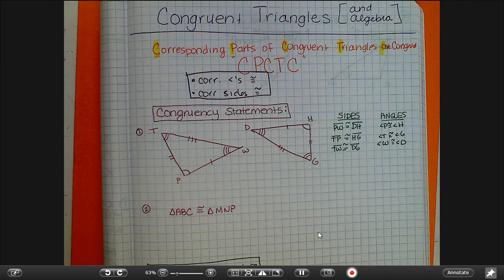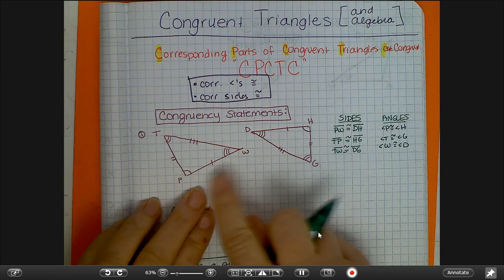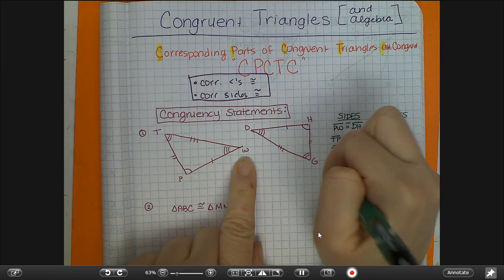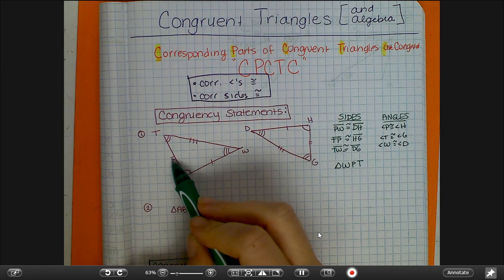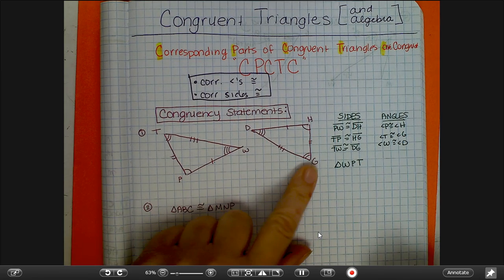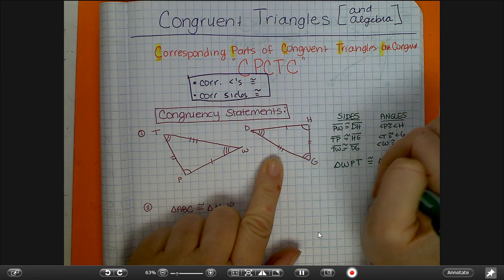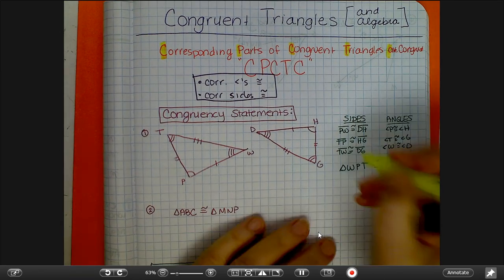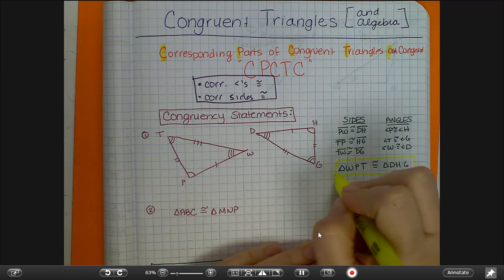But the biggest thing, like I said, is to write the congruency statement. Just like we did with our similar triangles, I'm going to go by sides, 1, 2, 3. So first we have triangle WPT, 1, 2, 3. We need to do this one the same way, 1, 2, 3. Congruent to triangle DHG. This part is the important part, the congruency statement.